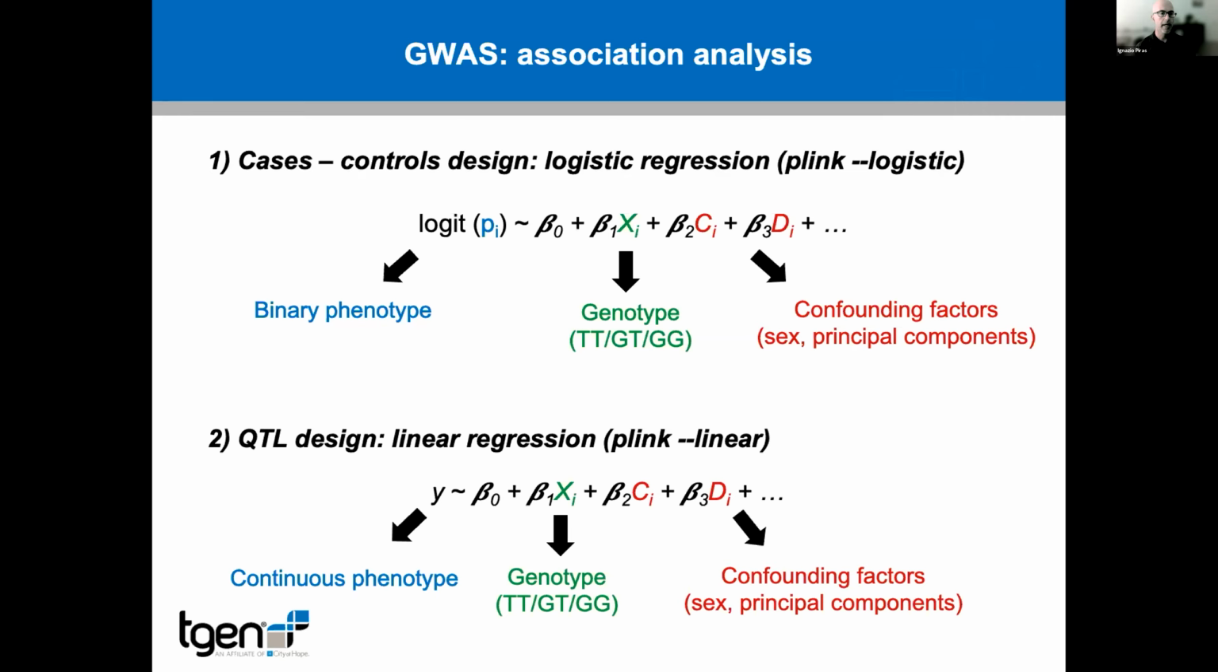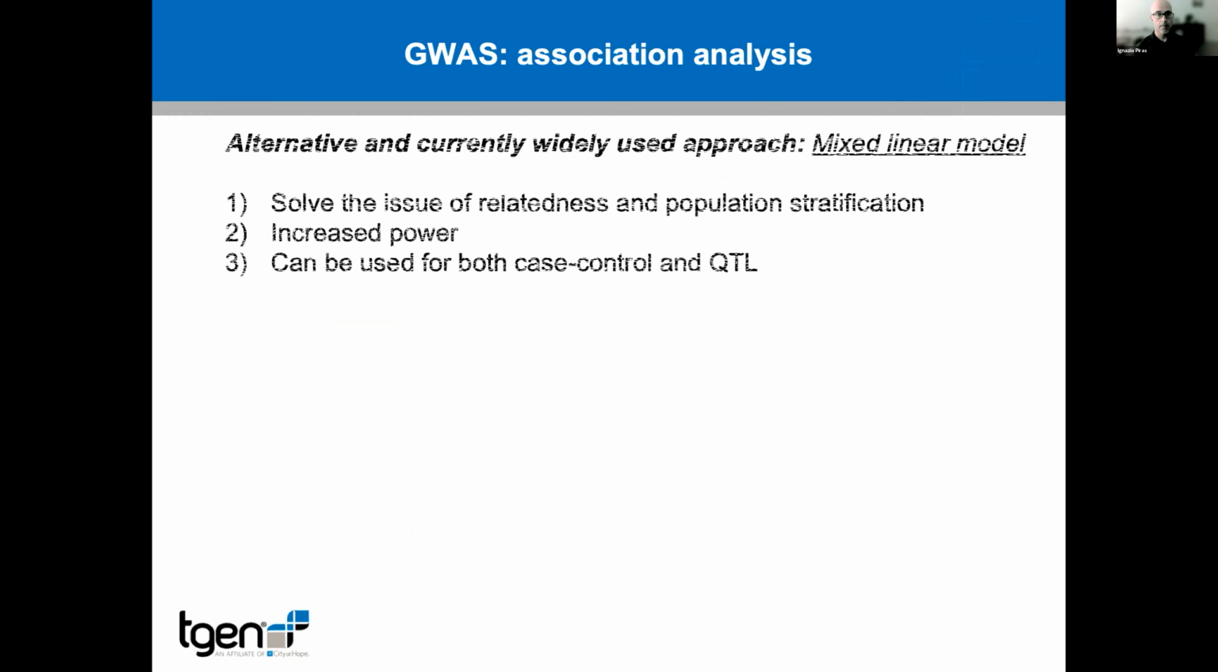For the QTL design, we run a linear regression, and in the linear regression model, instead of the binary dependent variable, we have a continuous phenotype. Also here we have the genotypes as a predictor and the confounding factors, and we can select different models, the additive, the dominant, or recessive, but let's skip this.